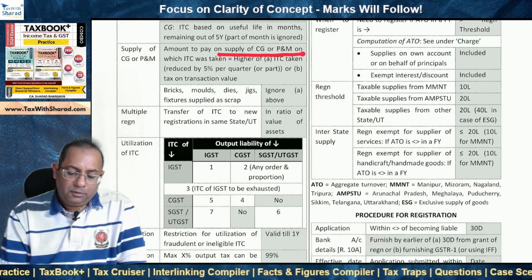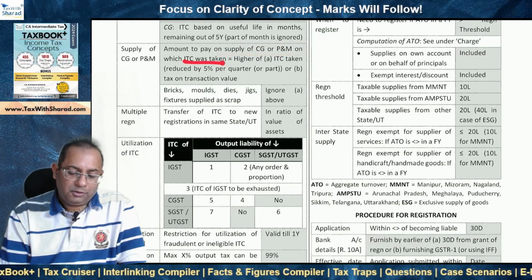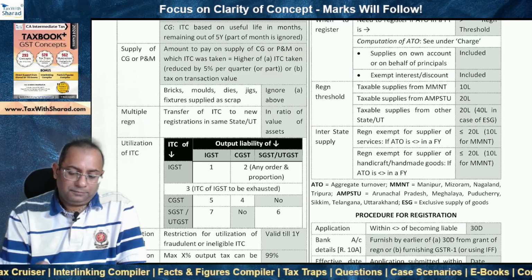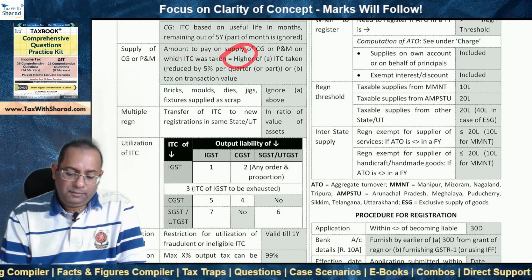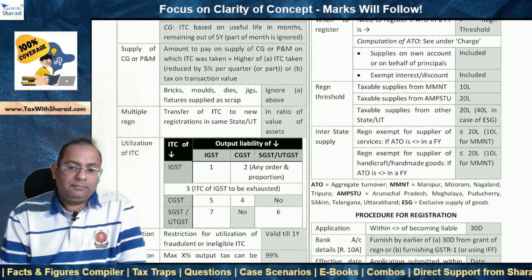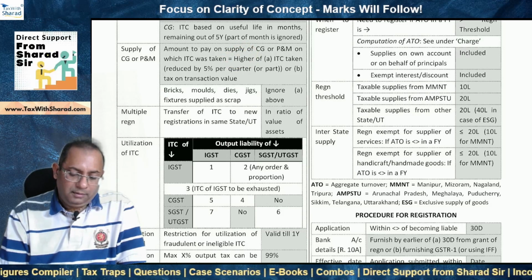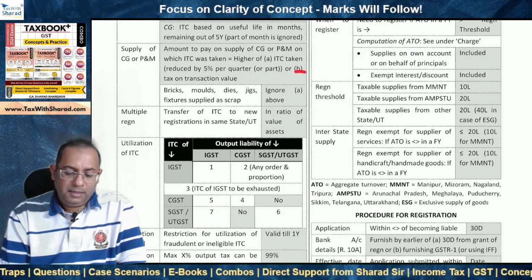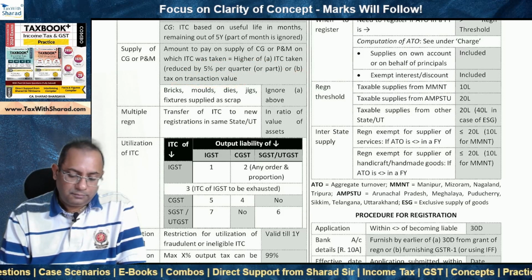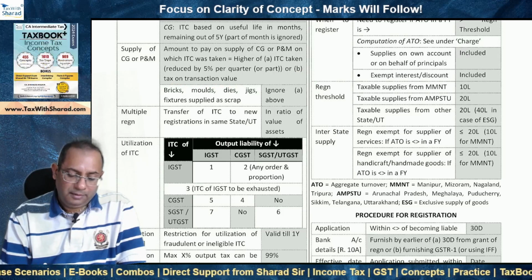Upon supply of capital goods or plant and machinery on which ITC was taken, the amount to be paid is the higher of A or B. A is the ITC taken, and this is to be reduced by 5% per quarter or part. B is the tax on transaction value. So the higher of A or B needs to be paid.